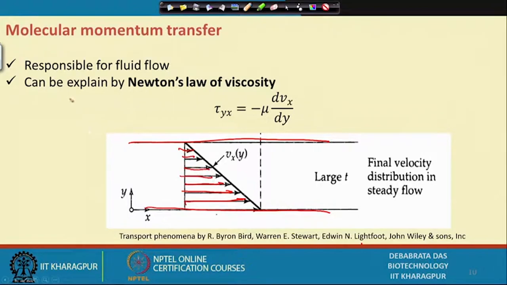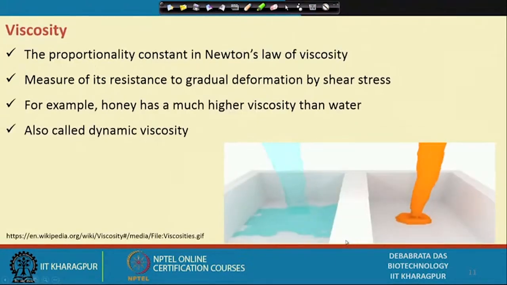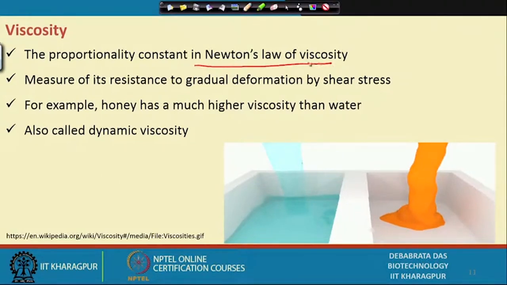This can be explained with the help of Newton's law of viscosity. This is the shear stress, am I right? And this is the shear rate. So this is equal to mu into this. And what is mu? Mu is considered the viscosity of the liquid. So viscosity is basically nothing but shear stress by shear rate. The viscosity is the proportionality constant of Newton's law of viscosity.